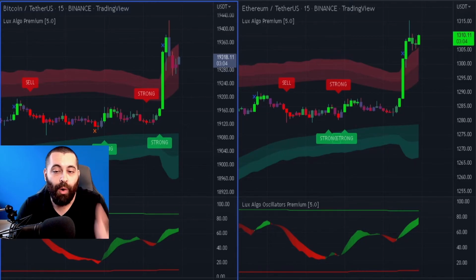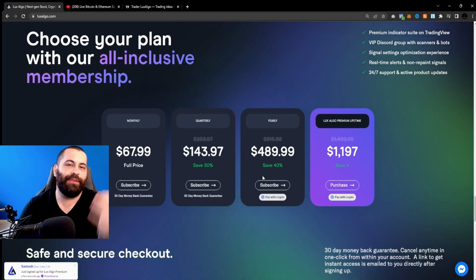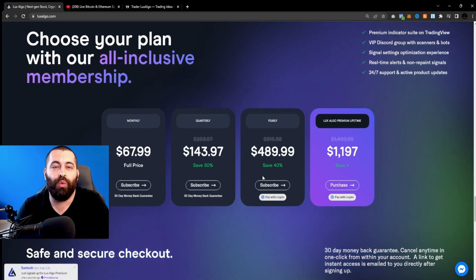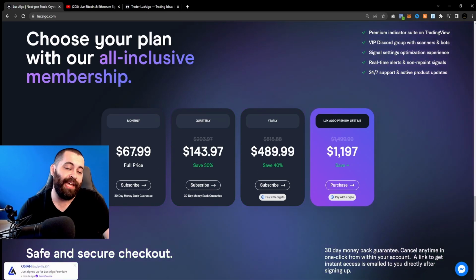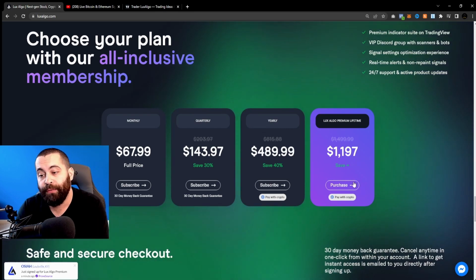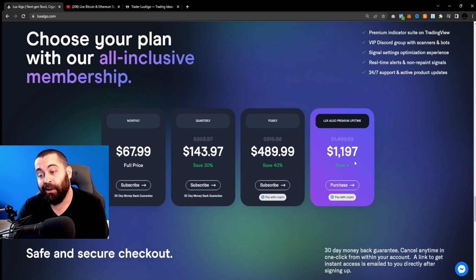And so I wanted to go ahead and share this with you guys today and tell you a little bit about it. So like I said, guys, this is a 30-day money back guarantee. There's really no risk here, but I definitely advise you to take a look at this. You can do monthly, quarterly, yearly, or if you want to jump up to the big boy, you can do LUX ALGO Premium Lifetime on sale right now.